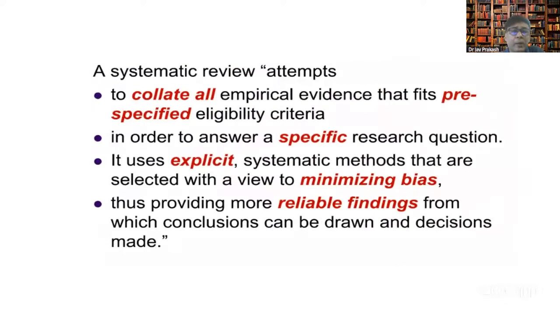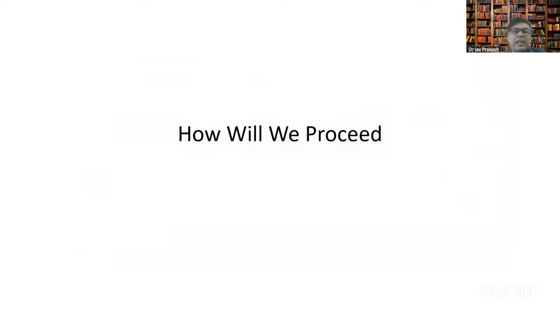A systematic review attempts to collate all empirical evidence, as I told earlier, proceeding with pre-specified eligibility criteria or a predefined protocol. First, we proceed with a specific research question. We use an explicit methodology to minimize bias, and definitely the findings will be reliable. Now, coming to how we proceed, that is important, because the basic things I wanted to say, I have already said.